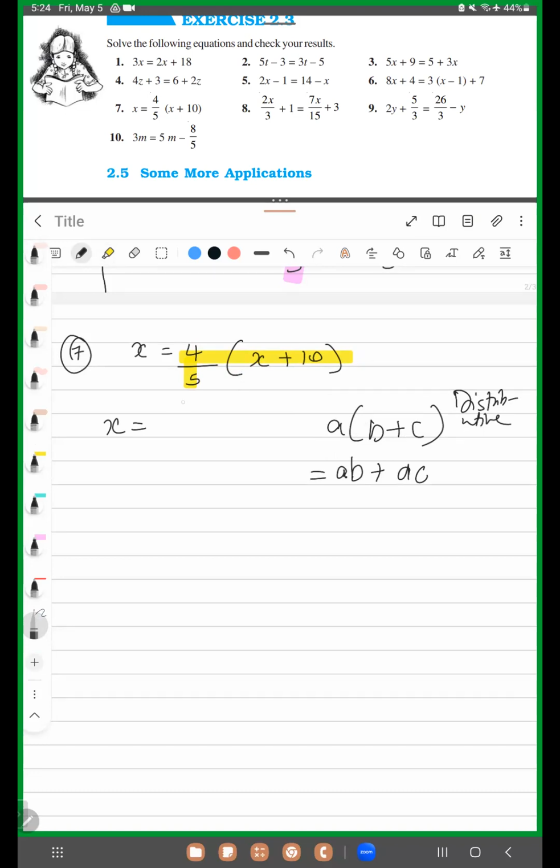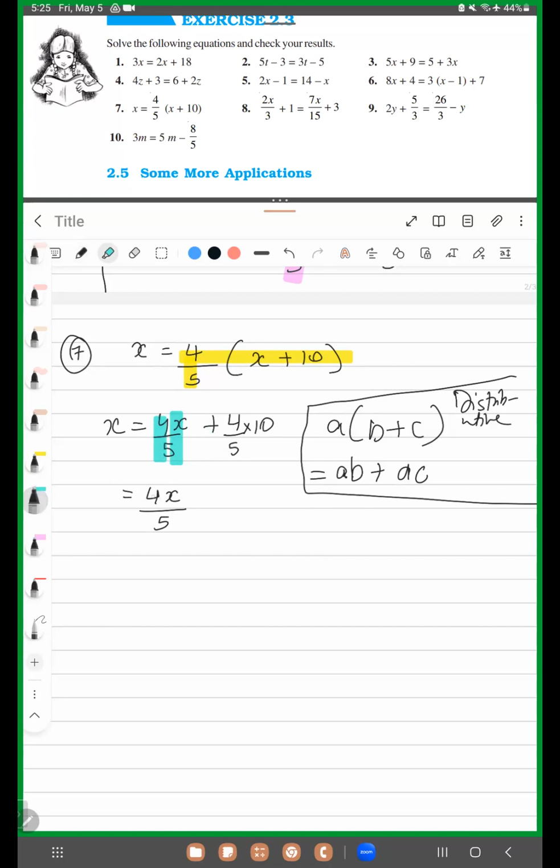Exactly. So the same thing you'll do here also. Can you tell me what it will become? 4 by 5 multiplied by x plus 4 by 5 multiplied by 10. This becomes what? 4x by 5, है ना? And this thing becomes 40 by 5. Yes? 4 tens are 40.